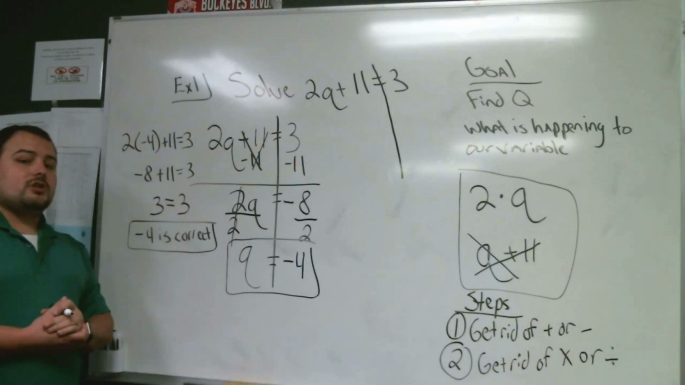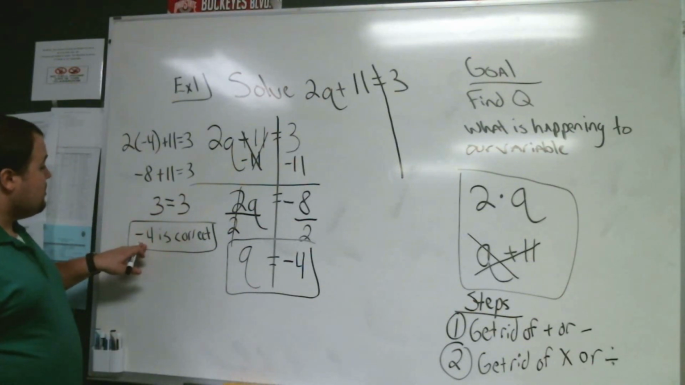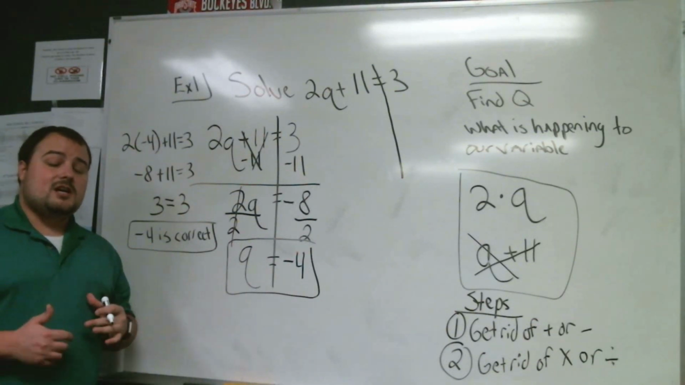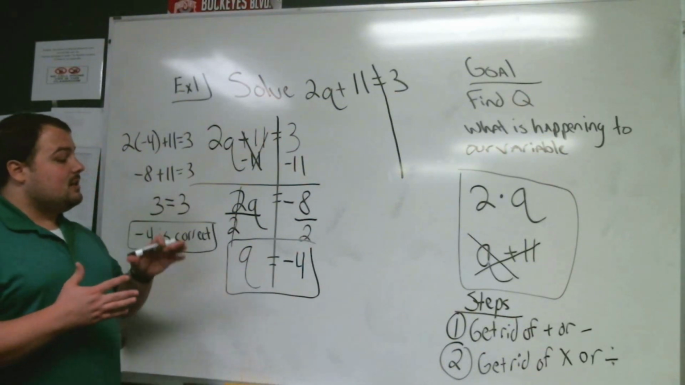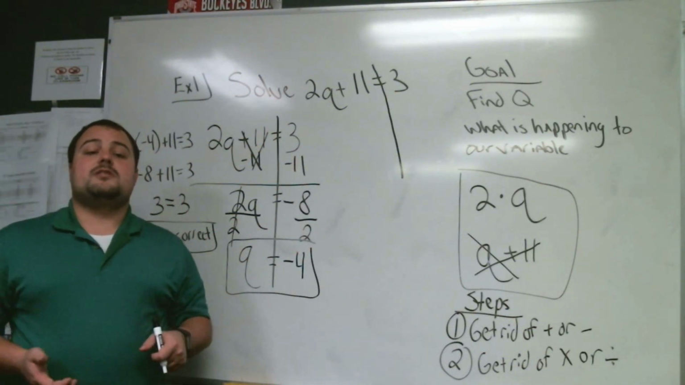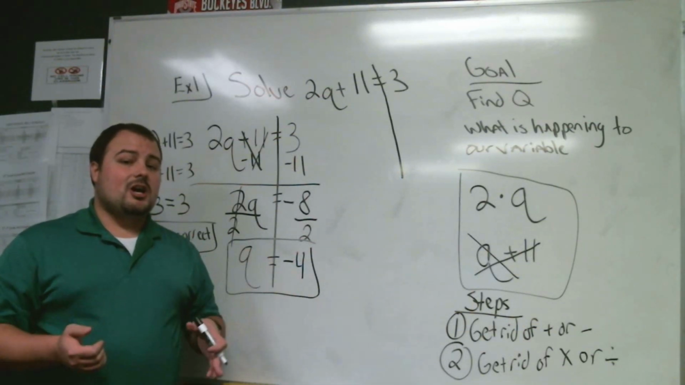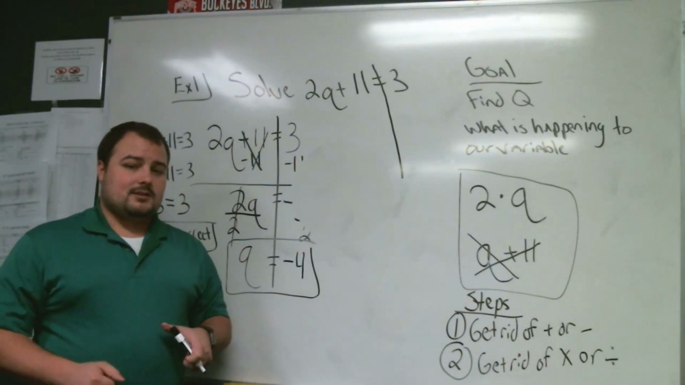So this is my solution, and you don't need me to tell you if you got it correct or not. All you've got to do is put your number in the spot of your variable and see if it makes a true statement. If it does, you know you got the correct answer. If it doesn't, you need to go back and see, did you do something wrong? Did you do something right? And where did the mistake happen? And if you make mistakes and you need help, by all means, ask questions, come up to me, I'll help you out, and we'll get to that answer.